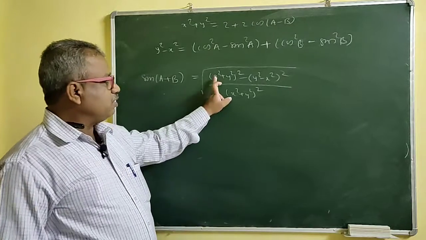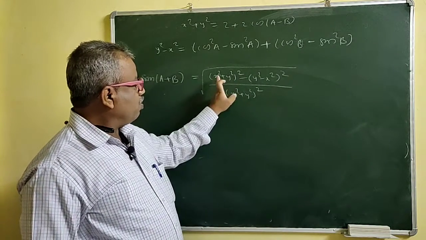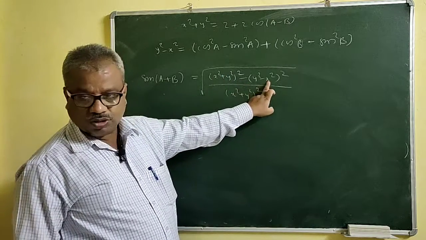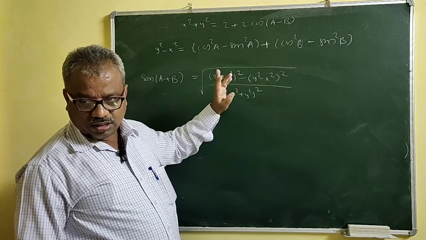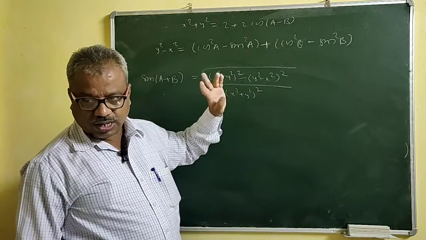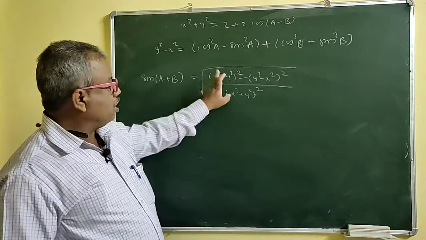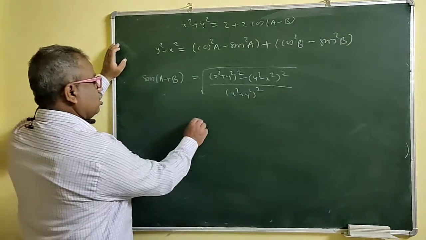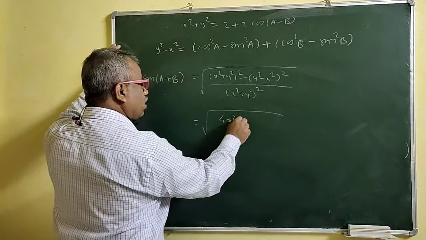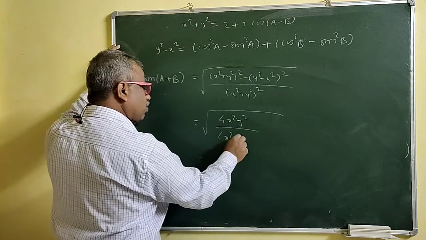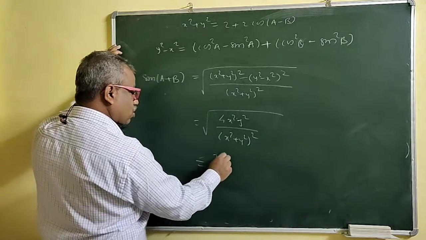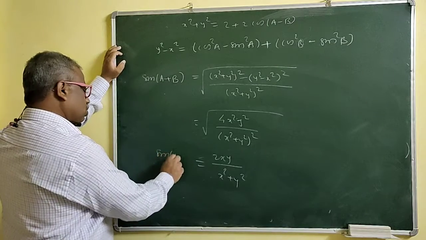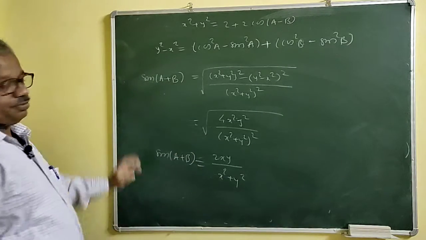If you simplify this, we get the required thing. Now see here, there is no need to expand this, because the middle term is minus. So x to the power 4 and minus x to the power 4 get cancelled, and y to the power 4 also gets cancelled. Only the middle terms remain, here twice x square y square, and here minus minus becomes plus. So this will be root of 4x square y square upon (x square plus y square) whole square. So this is twice x y upon x square plus y square, and this is what we want.